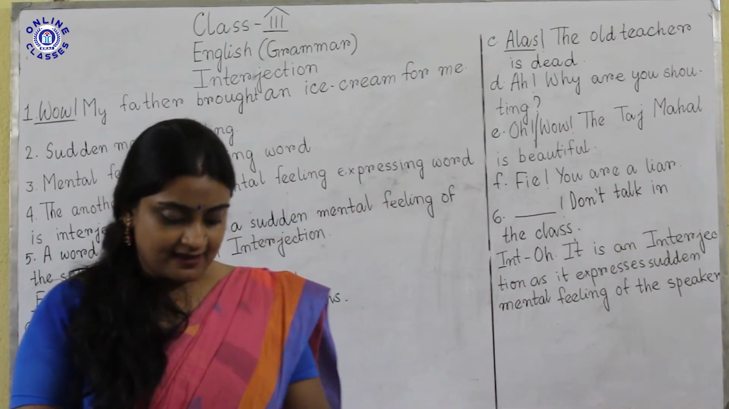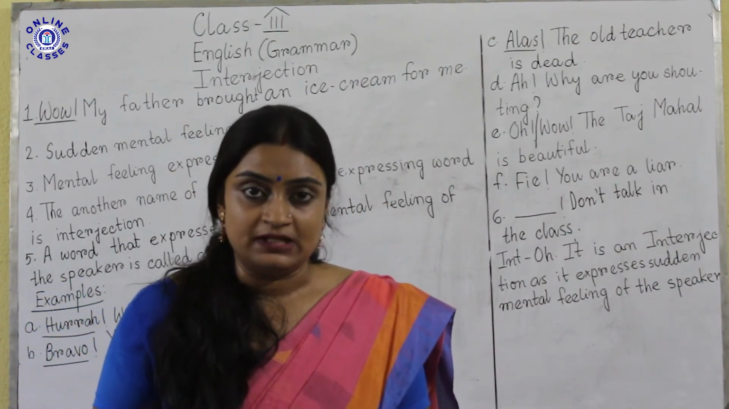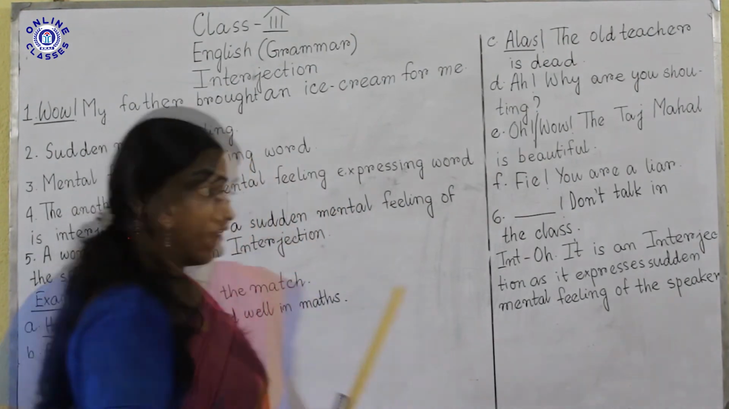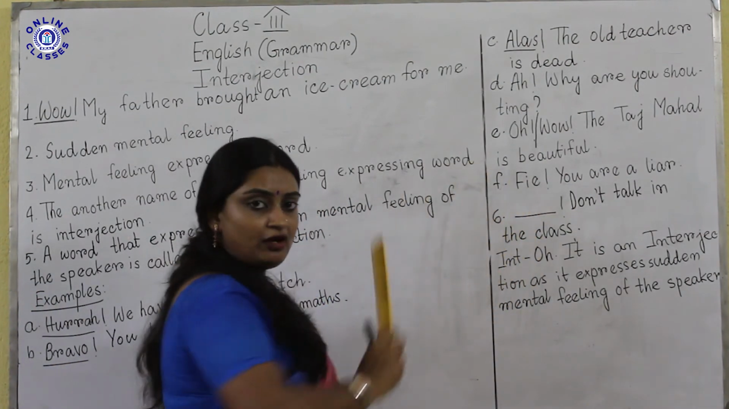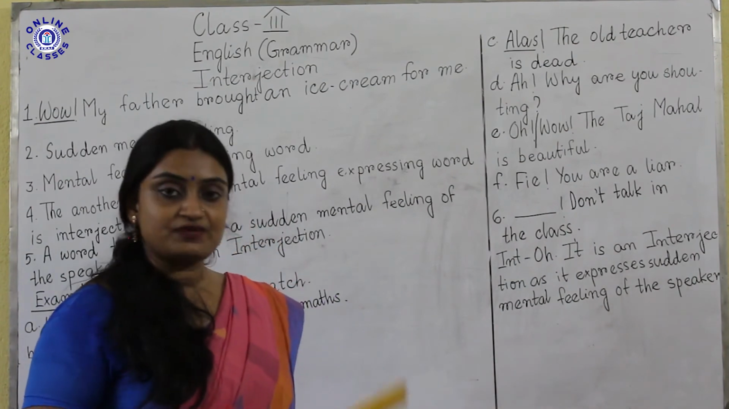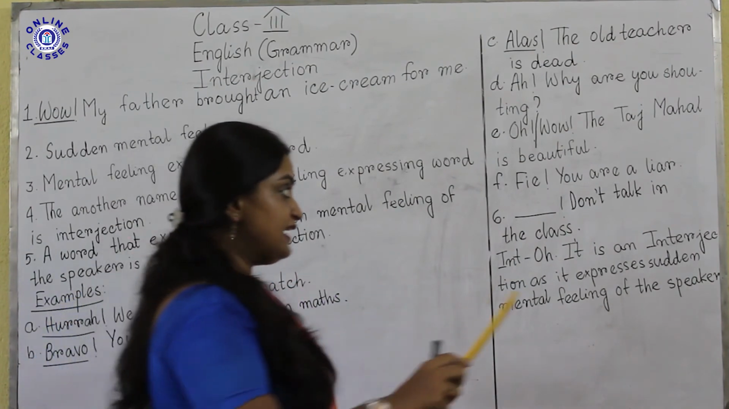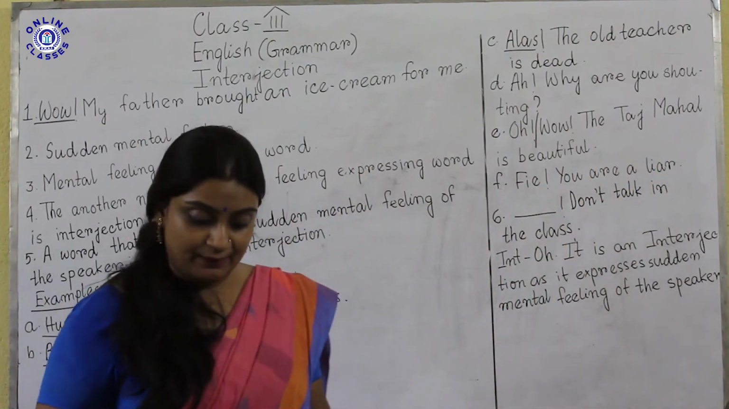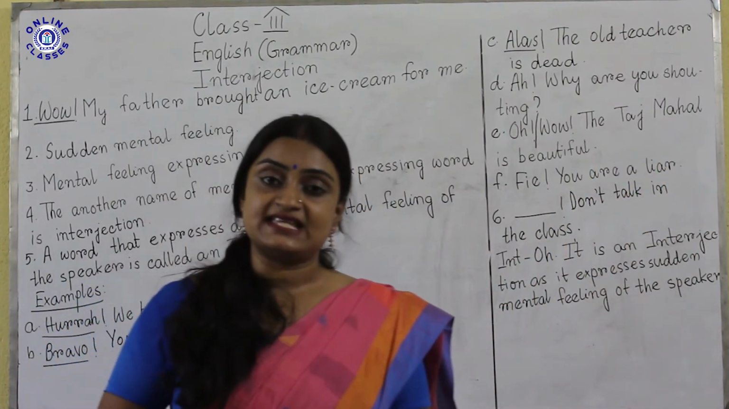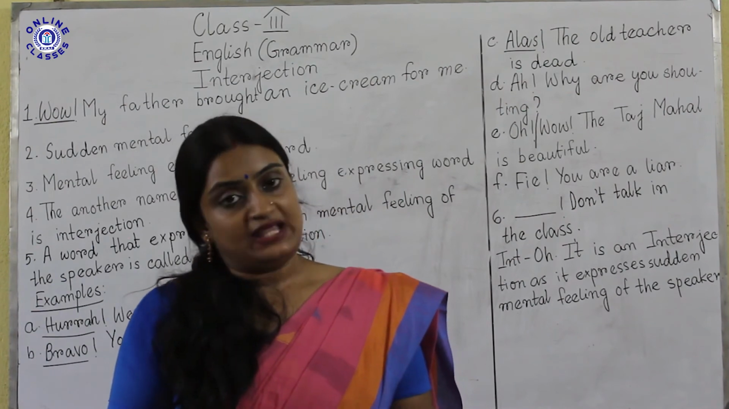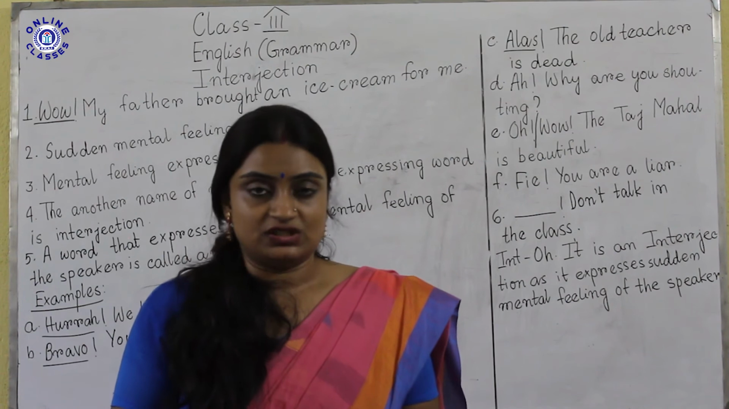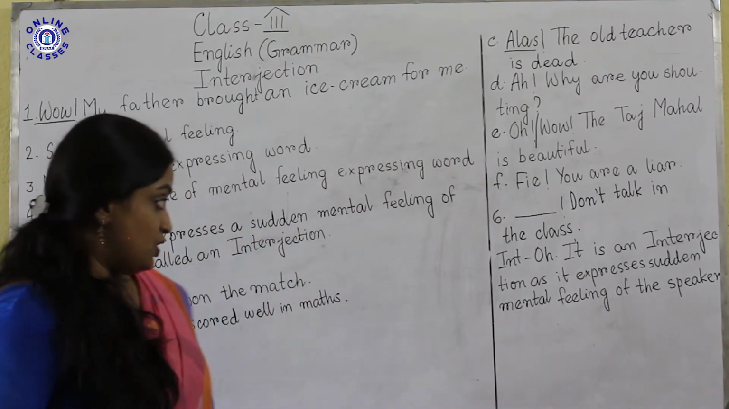This is the easiest part of speech to identify. Either it comes at the beginning of the sentence with the exclamatory mark, or it can also come at the end of the sentence with the exclamatory mark. So where we see the exclamatory mark, we can easily find out that there is an interjection in the sentence.